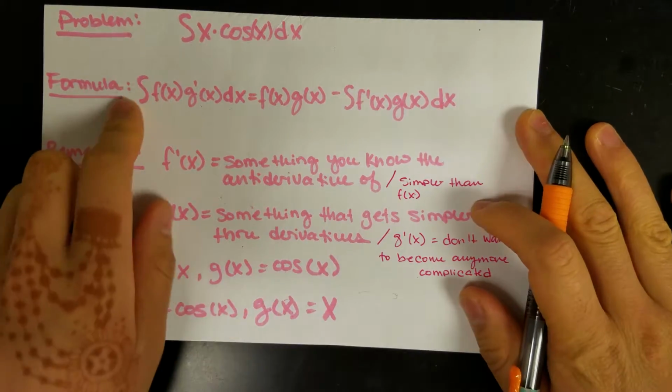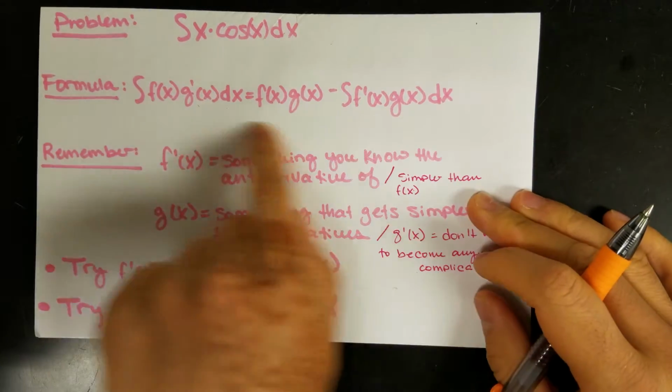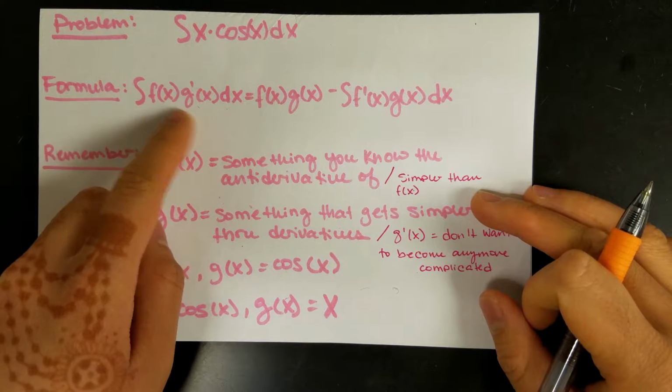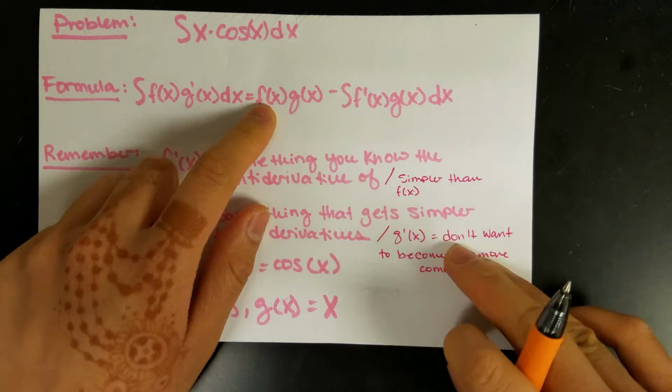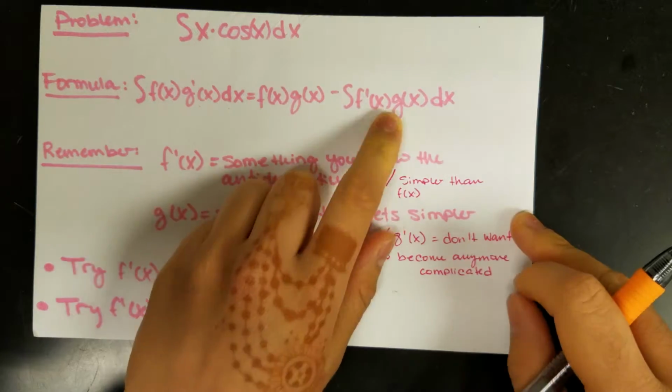But before we get to that, the formula we're going to be using is this one right here, where it says if you have the integral of f times g prime, it's going to equal f times g minus the integral of f prime times g.